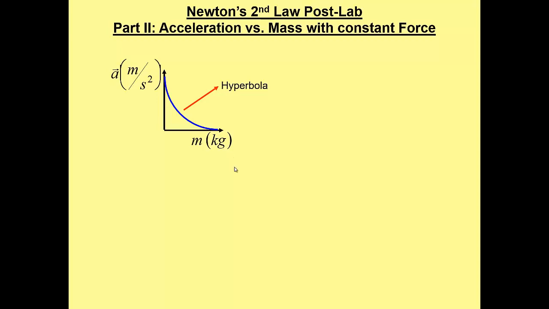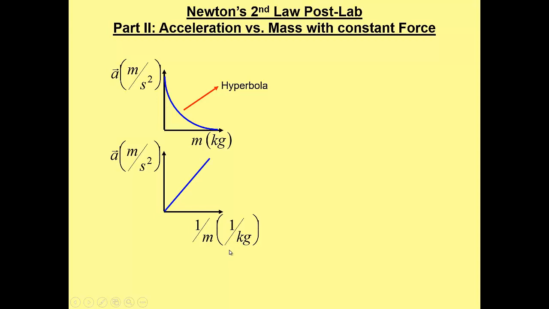And so hopefully when you went to linearize, you didn't square or square root, you inverted the mass. You graphed the acceleration in meters per second squared versus 1 over mass in 1 over kilograms. Notice you have to invert the units as well. And if you did that, you then got a linear graph that contained 0, 0. Or at least it had a small enough y-intercept that we could neglect it.